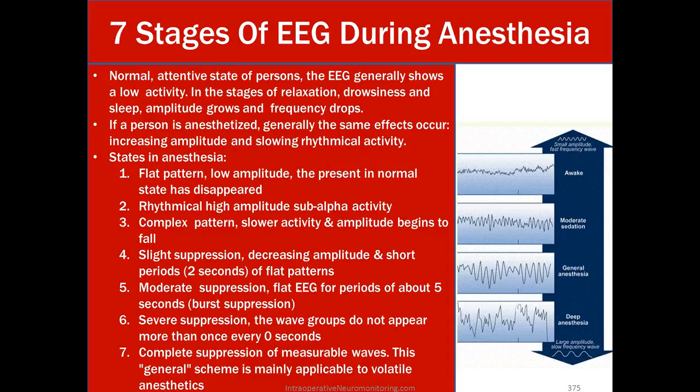Second is rhythmical, high amplitude, sub-alpha activity. Third is complex pattern, slower activity, and amplitude begins to fall. Four is slight suppression, decreasing amplitude and short periods, like 2 seconds, of flat patterns. Five is moderate suppression, flat EEG for periods of about 5 seconds. This is a longer duration burst suppression. Six is severe suppression. The wave groups do not appear more than once every 10 seconds. And then seven is complete suppression of measurable waves.